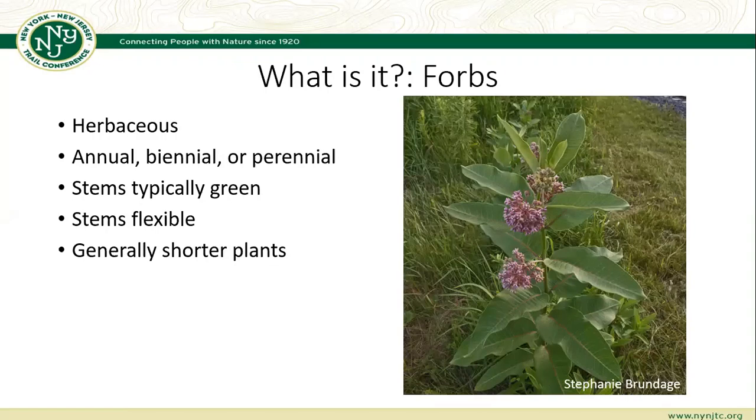Okay, so the next category are forbs. These are herbaceous. They are either annual or perennial, but they can also be biennial. And this means that the plant will grow 1 year, and then part of that plant will survive into the next year. And then on its second year of growing, that's when it's going to produce seed, and it's going to die after it produces seed. So the stems will be typically green and flexible, and they're going to be shorter than most other plants.